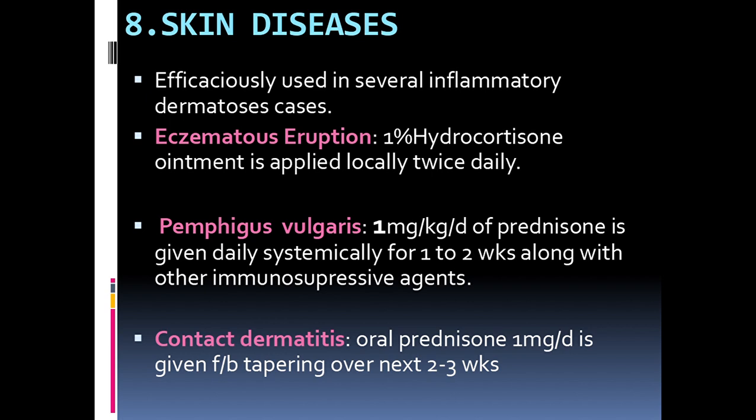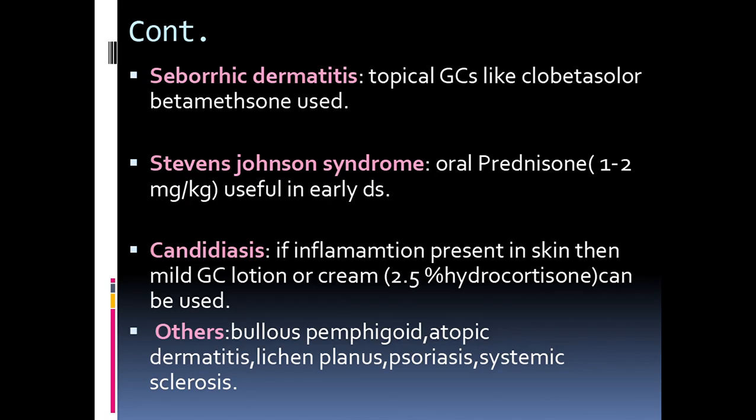In case of contact dermatitis, oral prednisone 1 mg per kg per day is given followed by tapering over next 2 to 3 weeks. In case of seborrheic dermatitis, topical glucocorticoids like clobetasol or betamethasone are used. In case of Stevens-Johnson syndrome, oral prednisone 1 to 2 mg per kg is useful in early disease. In case of candidiasis, if inflammation is present in skin, then mild glucocorticoid lotion or cream, 2.5% hydrocortisone, can be used.